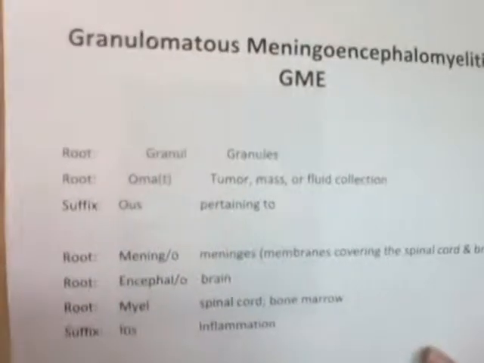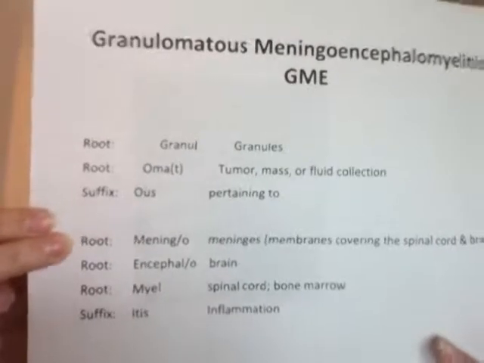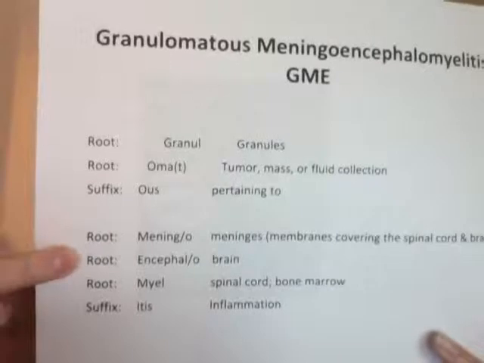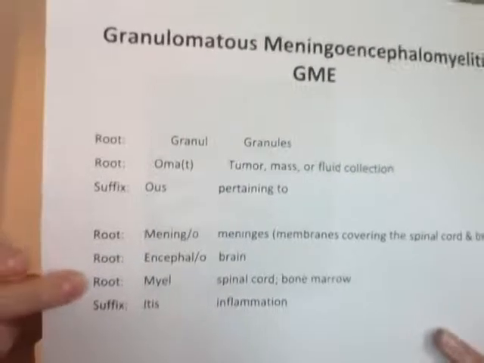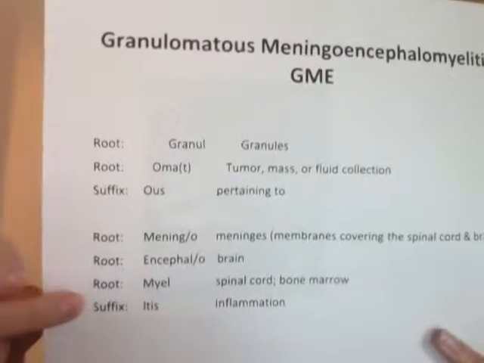And then the second word, the first root is meninges, meningo, which has to do with meninges. The second root is encephalo, which means brain. And the third root is myel, which is spinal cord or bone marrow. And then the suffix is itis, which is inflammation.